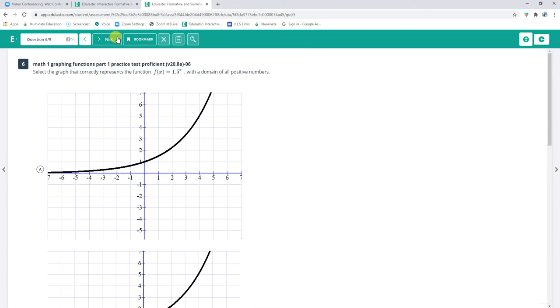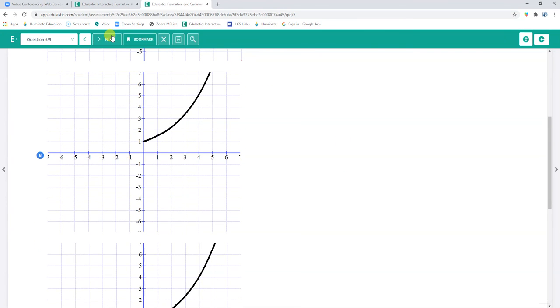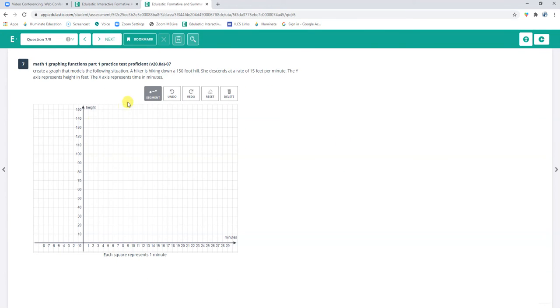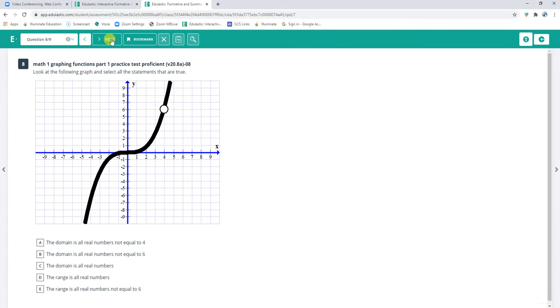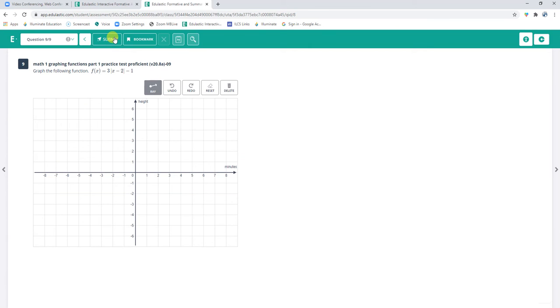This one, we said it was B. Next one. So we're going to start at 150 and be down at the ground after 15 seconds. This was A and E. An absolute value function.